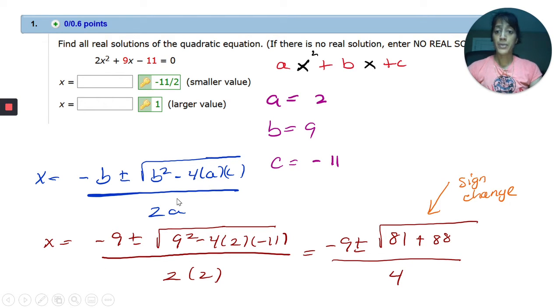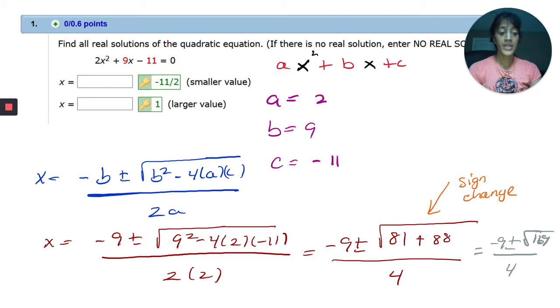So here we put all the numbers in. 9 goes here for the b, and then I would be careful. This is a bookkeeping problem, so you just want to be careful of what you're doing. And you notice here as I put the numbers in, the negative 11 and the negative here cancel, so it becomes positive. This is one of the places where I see a lot of errors. It's just making a sign error.